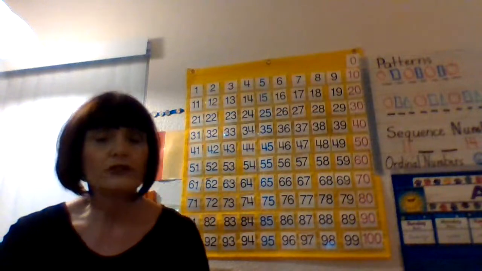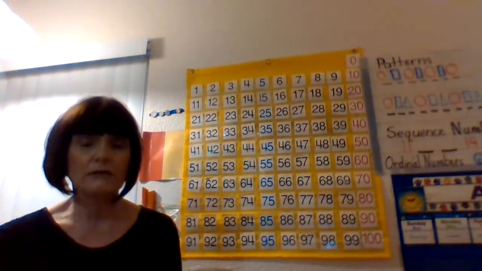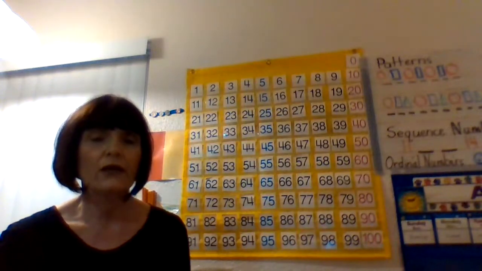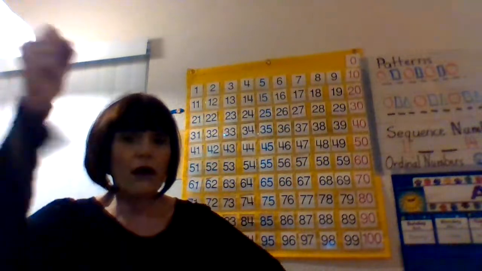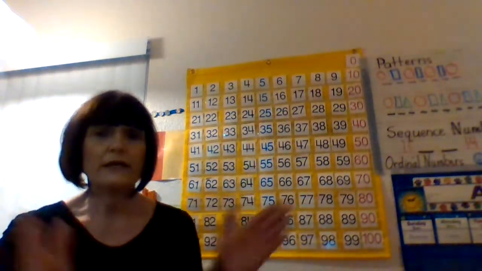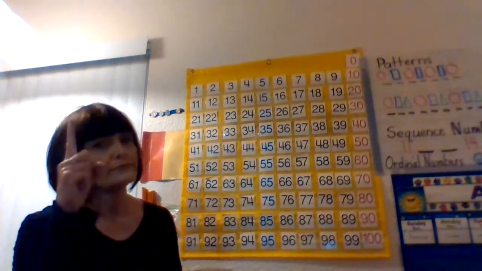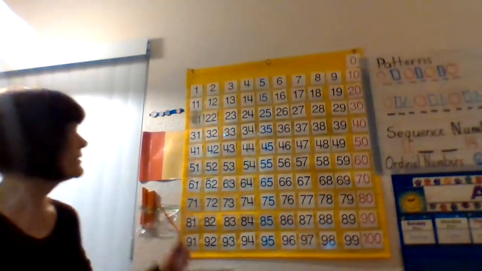All right. How about if we do our odd chant for odd numbers? Are you ready? 1, 3, 5, 7, 9. Odds are fine. Ready? Let's do that one again. 1, 3, 5, 7, 9. Odds are fine. Let's count by the odd numbers. What do we start with? Number 1. Here we go.